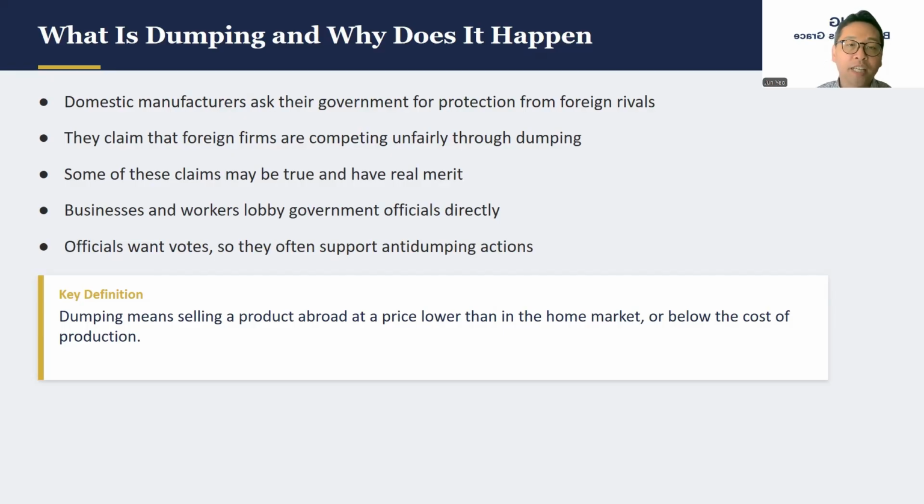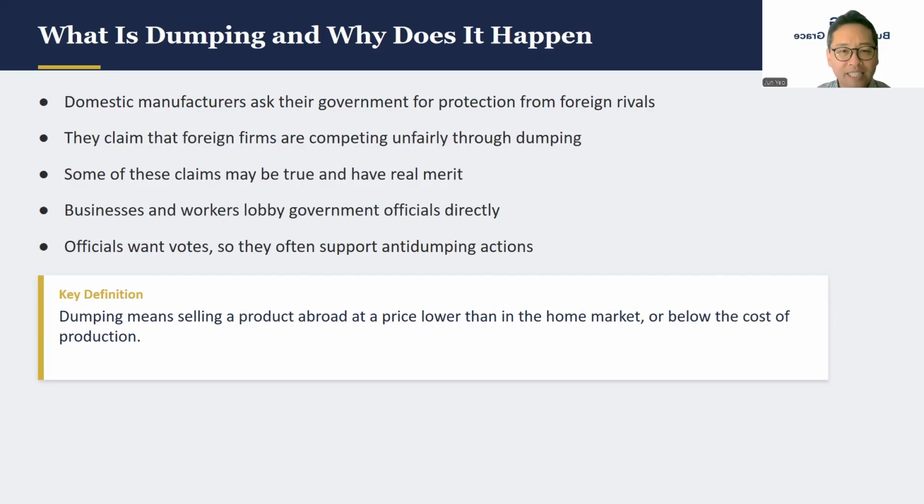Notice the pattern here. If domestic industry files a complaint, the government investigates the complaint. If dumping is found, a duty is added to the price of the imported good. On paper, this sounds like a fair, technical process. But in practice, the decision often depends on how loudly industry can lobby and how many jobs and votes are at stake in an election year.